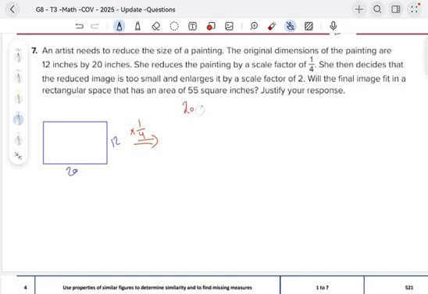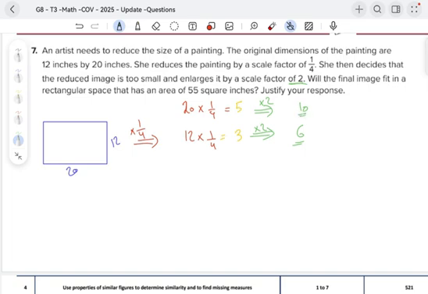The length is 20 times 1/4, and the width is 12. We're gonna multiply it by 1/4. 20 divided by 4 is 5, and 12 divided by 4 is 3. So the new dimensions will be 5 and 3. She then decides that the reduced image is too small and enlarges it by a scale factor of 2. So she wants to make it bigger again by a scale factor of 2. We're gonna multiply the new dimensions by the scale factor, which is 2. 5 times 2 is 10, and 3 times 2 is 6. So the new dimensions are 10 and 6.